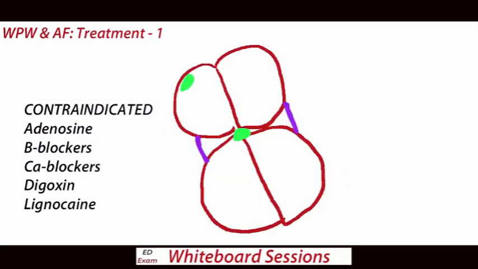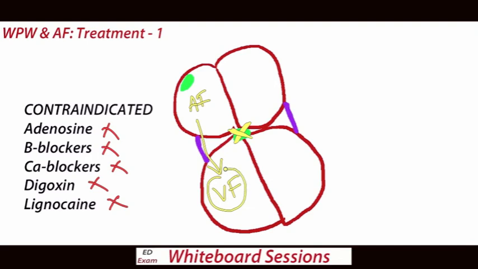So you can see now that blocking the AV node in patients with atrial fibrillation and Wolff-Parkinson-White syndrome is a bad thing to do. This means that all of the standard drugs you give to someone normally in AF or SVT are contraindicated. These include adenosine, beta blockers, calcium channel blockers, digoxin, and even lignocaine. And the reason, as we've already discussed, is that if you block the AV node in these patients and they're in AF, you'll force 300 beats a minute into the ventricles and put the patient into VF, which can have terminal consequences for a patient in your emergency department.